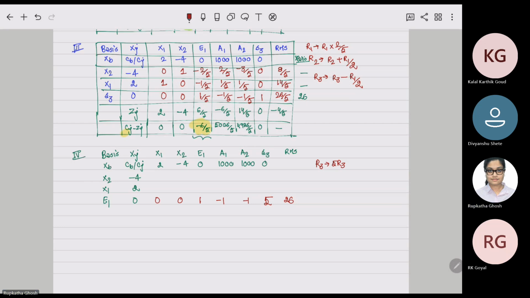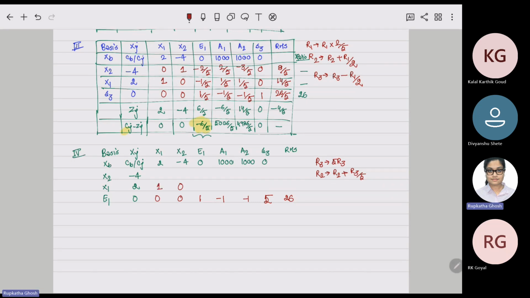Now R2 will become R2 minus 1 by 5 plus R3 by 5. Okay. So can you help me with the calculations? If I'm making a mistake, please point it out. So now here you will have 1 again.